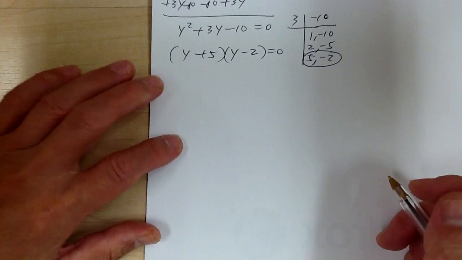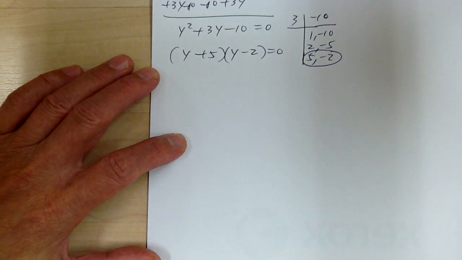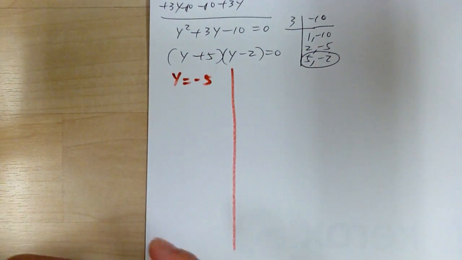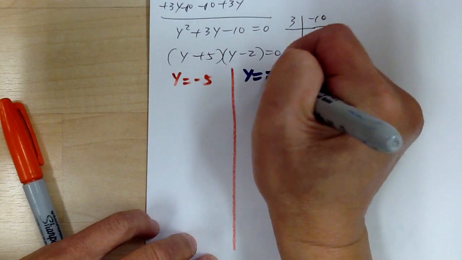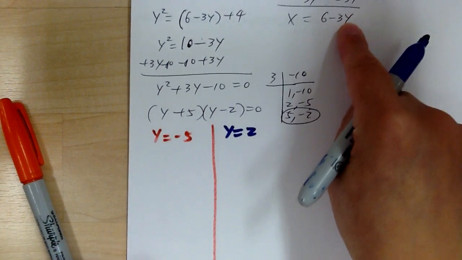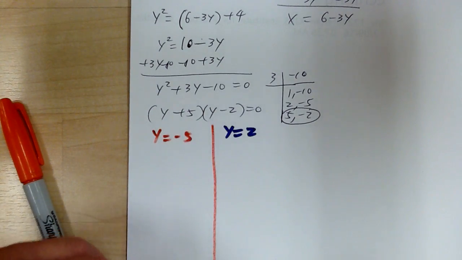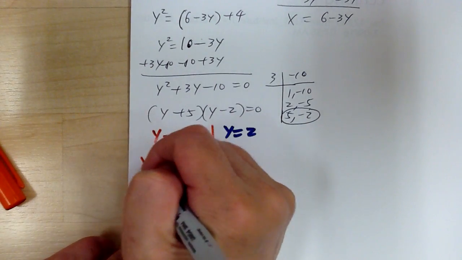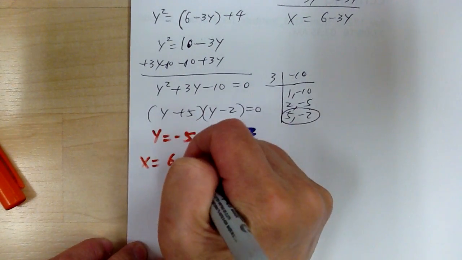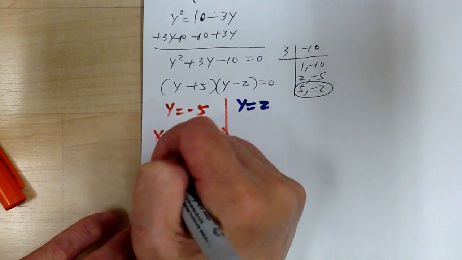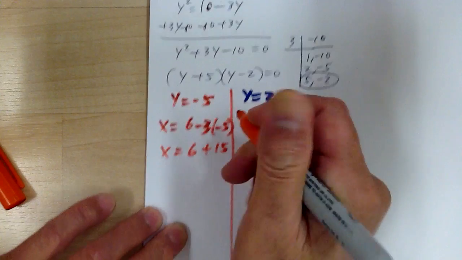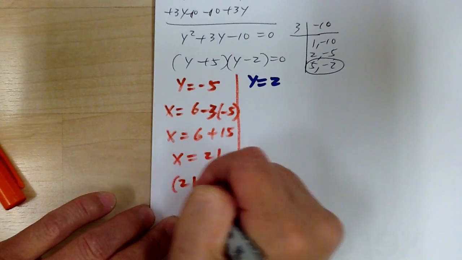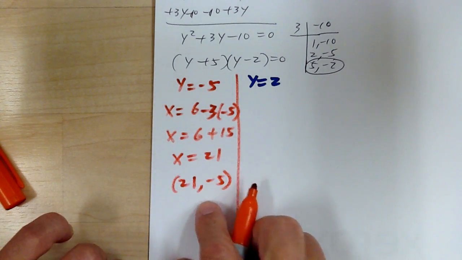Now from here, you have to be very careful. There are 2 different answers. So from here, you're going to get y equal to negative 5. And from this one, you're going to get y equal to 2. Then you have to use this equation over here to solve for x for each one of these. So you got x equal to 6 minus 3 times y. So you get x equal to 6 plus 15. So x equal to 21. So from this, you're going to get 21 comma negative 5. So that's one of your answers.